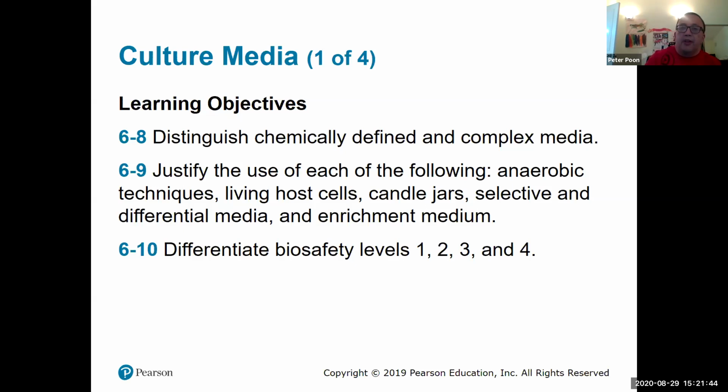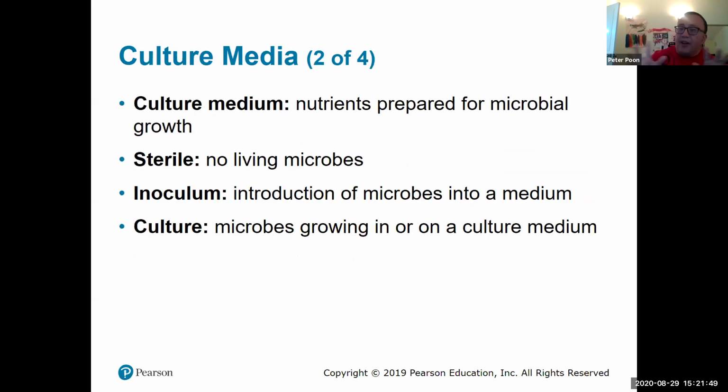Okay. Different types of culture media. Some definitions. Culture media are nutrients prepared for microbial growth. Sterile means by definition there's nothing living on it.